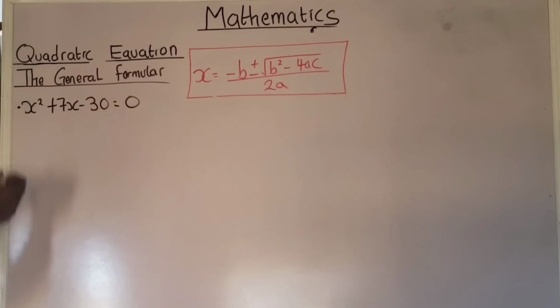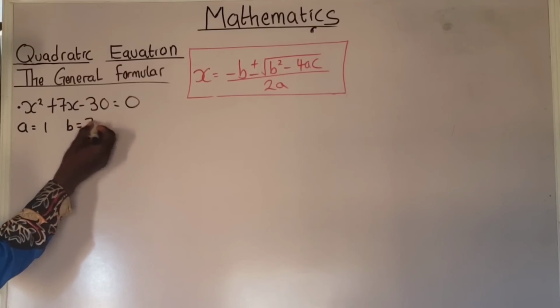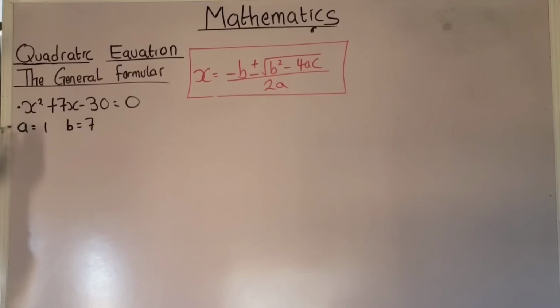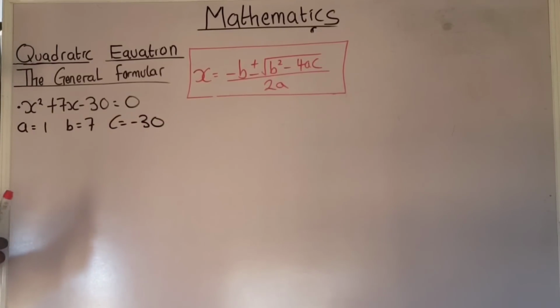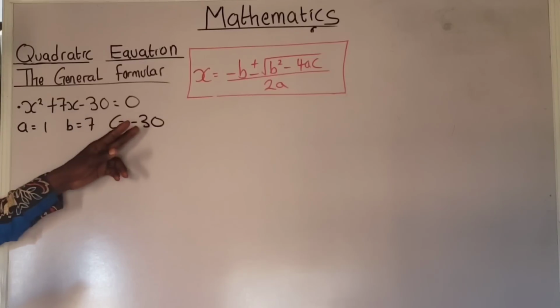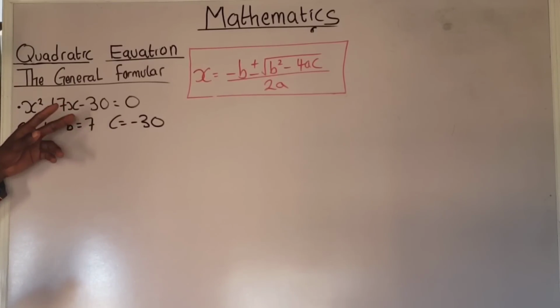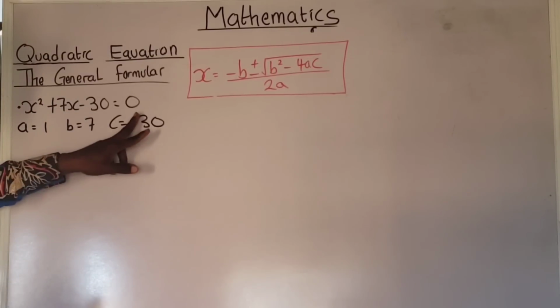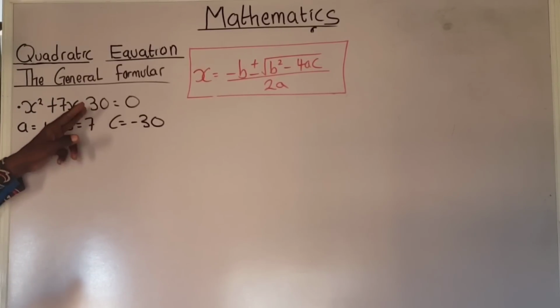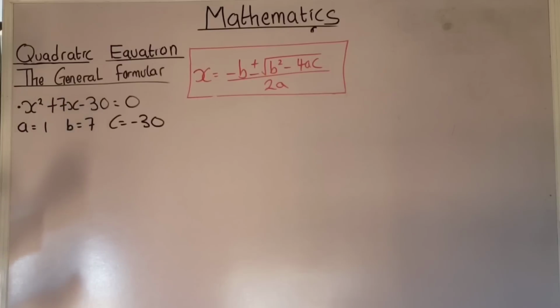So now a here will be what? 1, because the coefficient of x squared is what? 1. b in this place will be 7, because the coefficient of x, which is the second term, is what? 7. Now c equals negative 30, because the constant term in this quadratic equation is what? Negative 30. Please, I need you to pay attention. When you are writing c, always pay attention to the sign before it. If it is positive, you can just neglect the sign, but it is negative 30, you understand? So you have to include the sign.